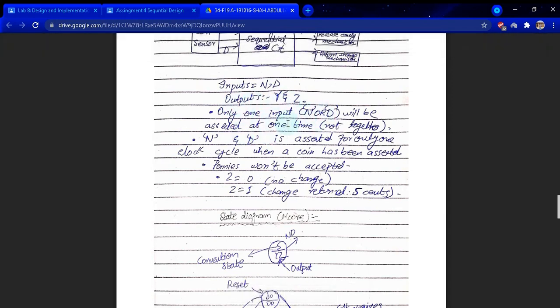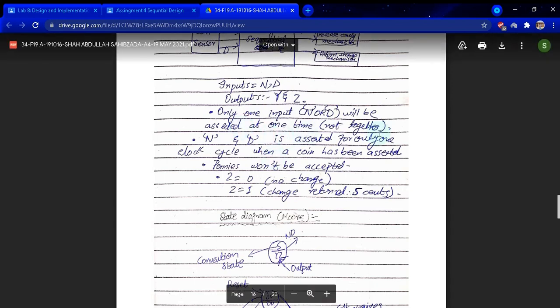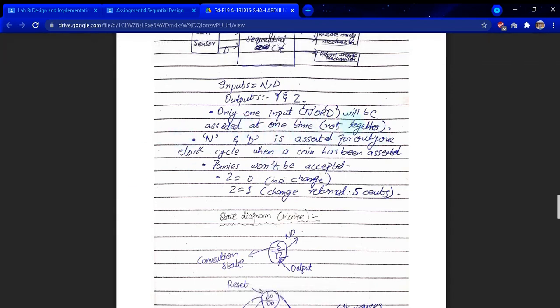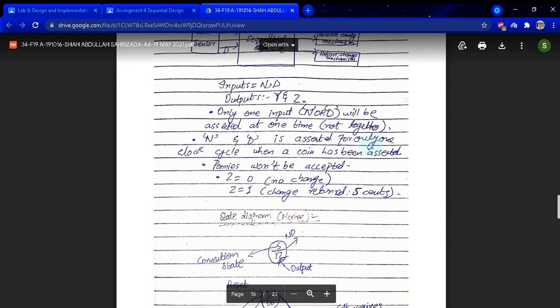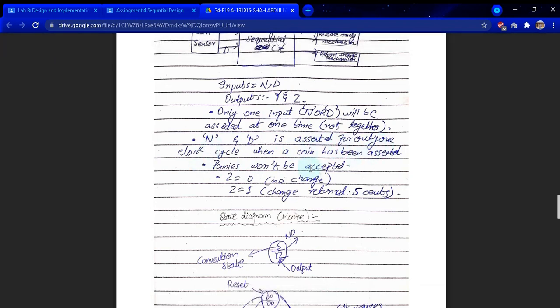As we can see, our inputs are N, D, and outputs are Y and Z. Only one input, N or D, will be working at one time, so they will not work together. When both of the inputs are 1, 1 or 0, 0, they will not work. They will only work if one of the inputs is high. N and D is asserted for every clock cycle when a coin has been inserted.